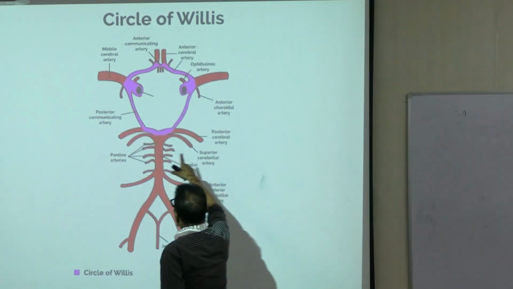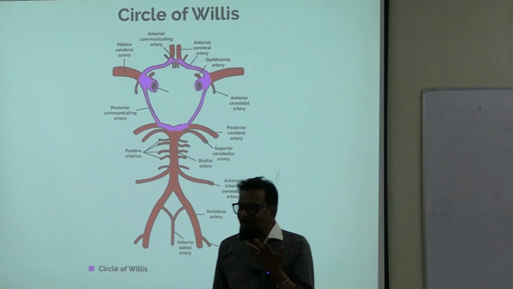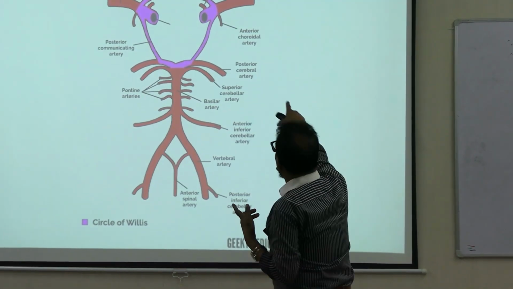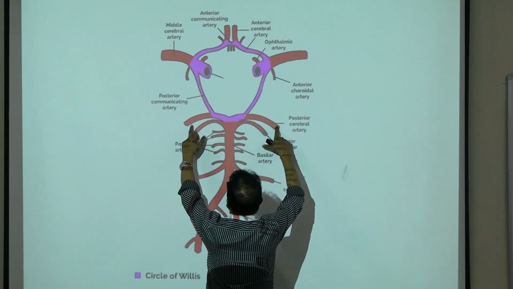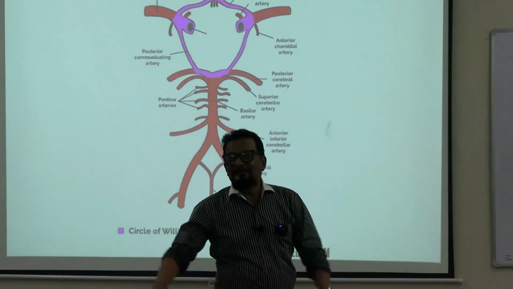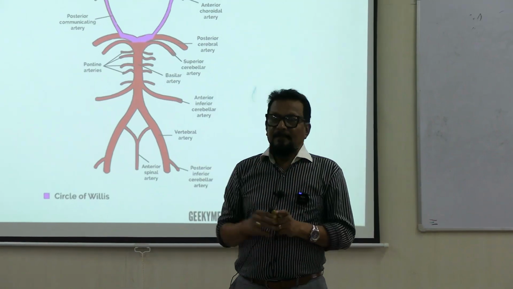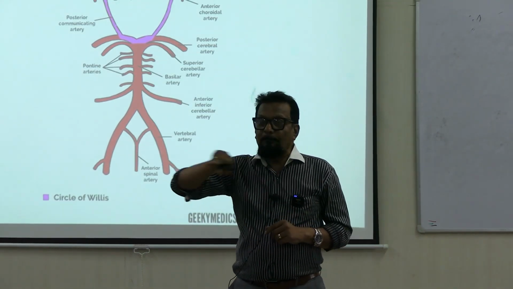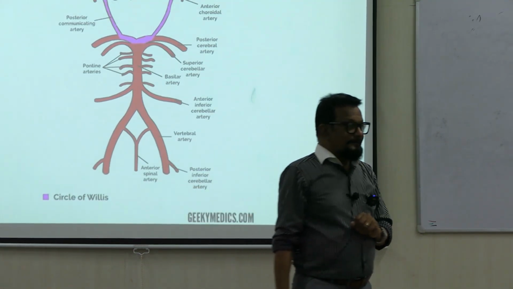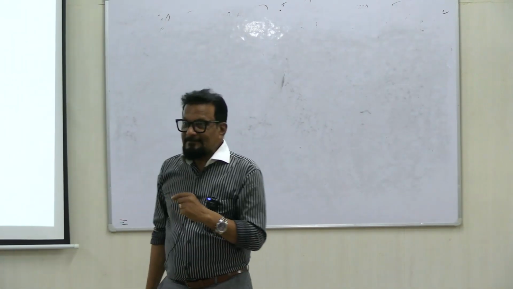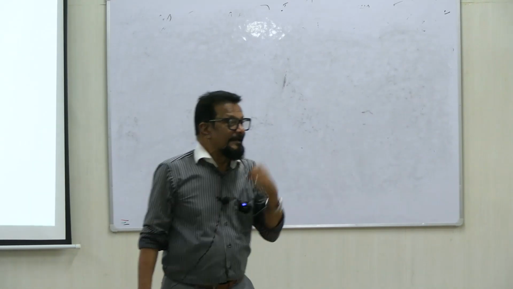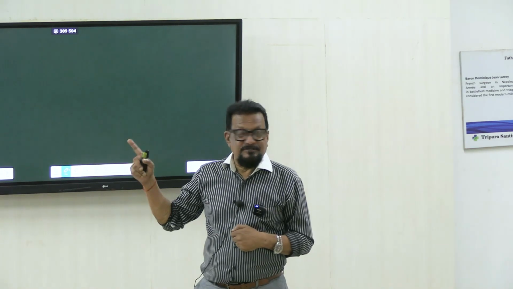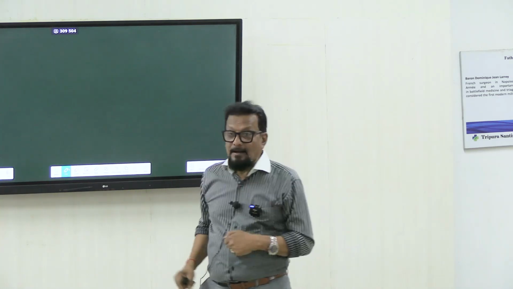Now from the circle of Willis, 3 sets of arteries will come out. One is the anterior cerebral artery, and these are the posterior cerebral arteries, and these two are the middle cerebral arteries. Now these three sets of arteries will pass along the surface of the brain and pass through the pia mater. While passing through the pia mater, they will produce branches, and these branches will enter within the brain tissues. They will penetrate into the brain tissues, and these are called penetrating arteries.